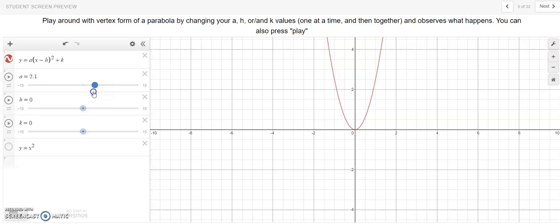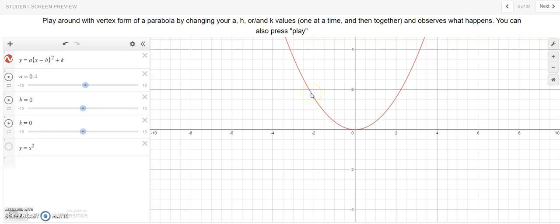Now here's where it gets a little sticky. I'm going to go back to the 1. Now when I go less than 1, notice 0.8, 0.9, 0.7, 0.6, 0.5. Each time I move it closer to 0. So right now I'm at a number between 1 and 0.